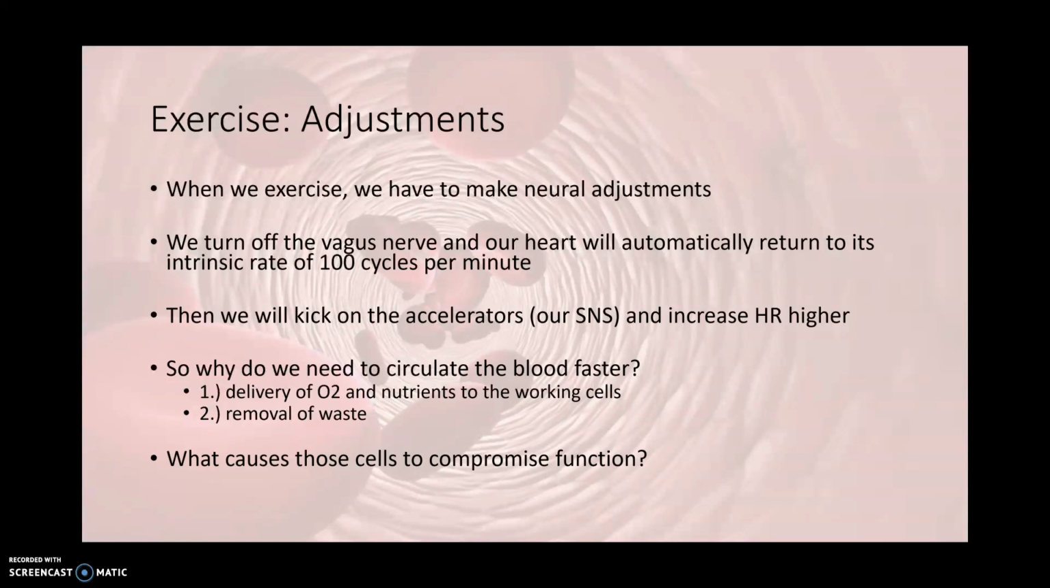All right, so after that, we will kick on the accelerators, right? Our sympathetic nervous system, in order to increase our heart rate higher than 100 cycles per minute. So why do we need to circulate blood faster? One is the delivery of oxygen and nutrients to the working cells. Two, always the removal of waste. So then what causes those cells to compromise function? A change in temperature or pH, right? As metabolic rate goes up, you've got more heat. The more work you ask your cells to do, the more waste you have, and we need to get rid of this waste because it will cause pH to drop.